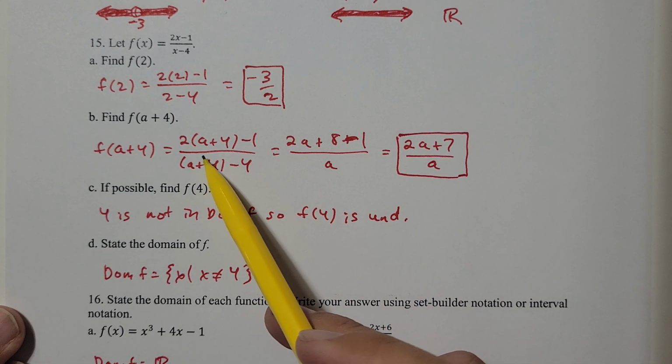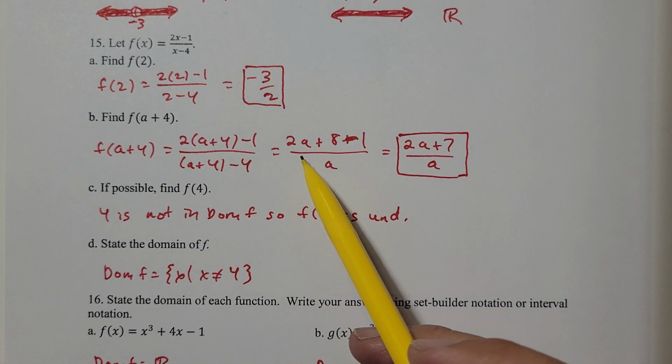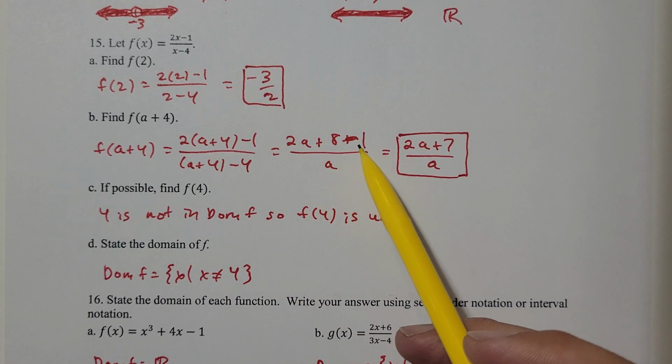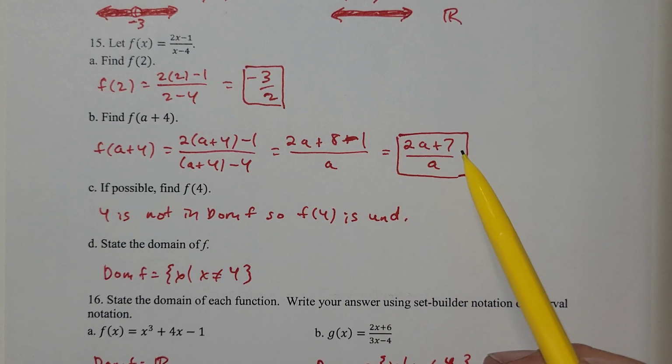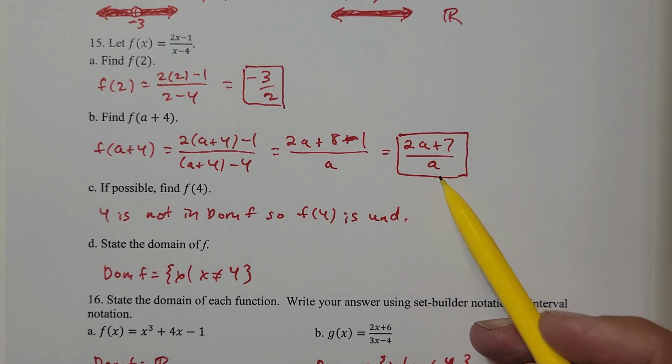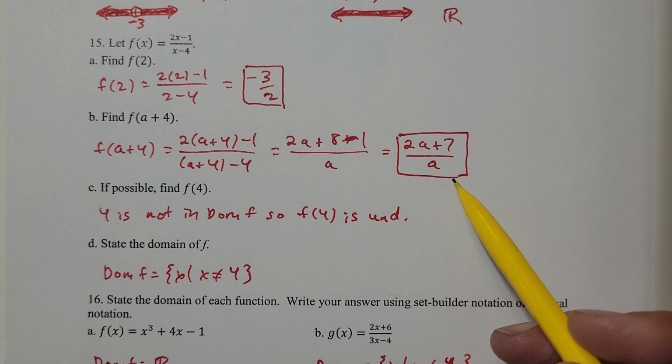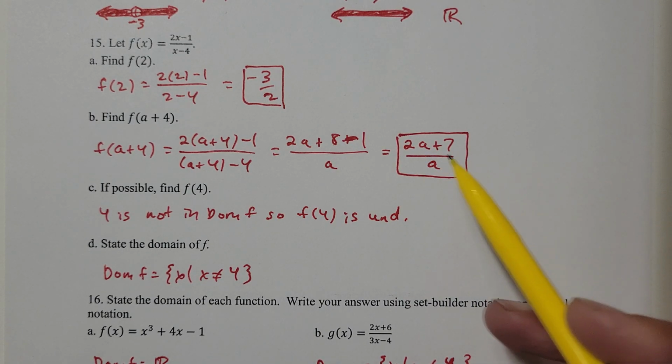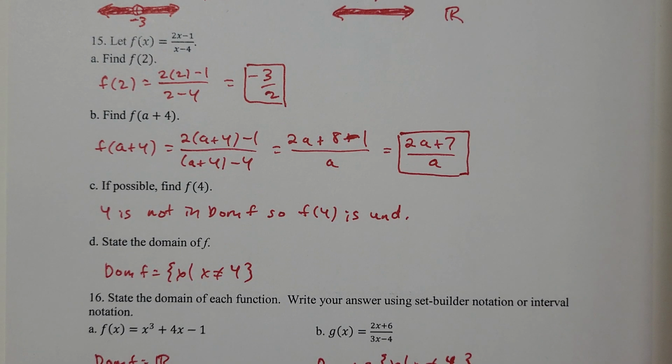And then when I distribute up top, I got 2a plus 8 minus 1. 8 minus 1 is 7. So 2a plus 7 divided by a, that would be the answer there. And that'd be as simplified as I can get things. Something that I've already mentioned, but simplify everything as far as possible here.